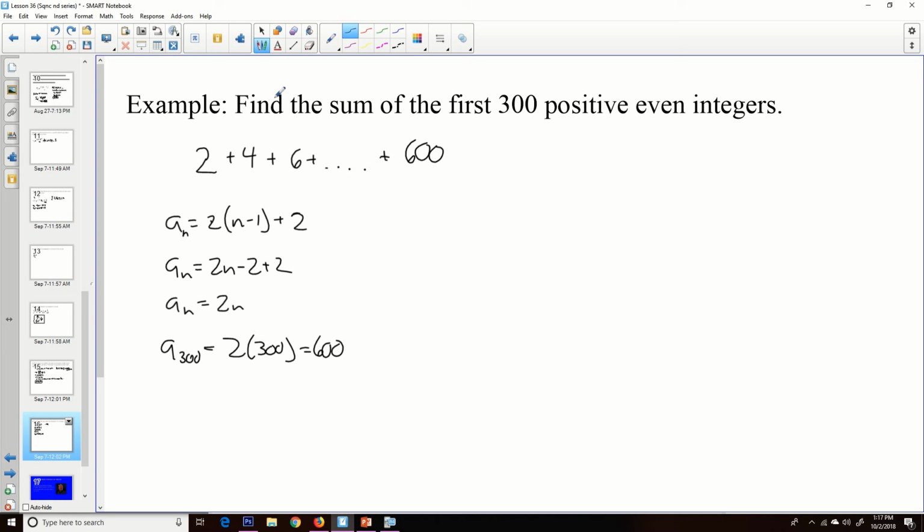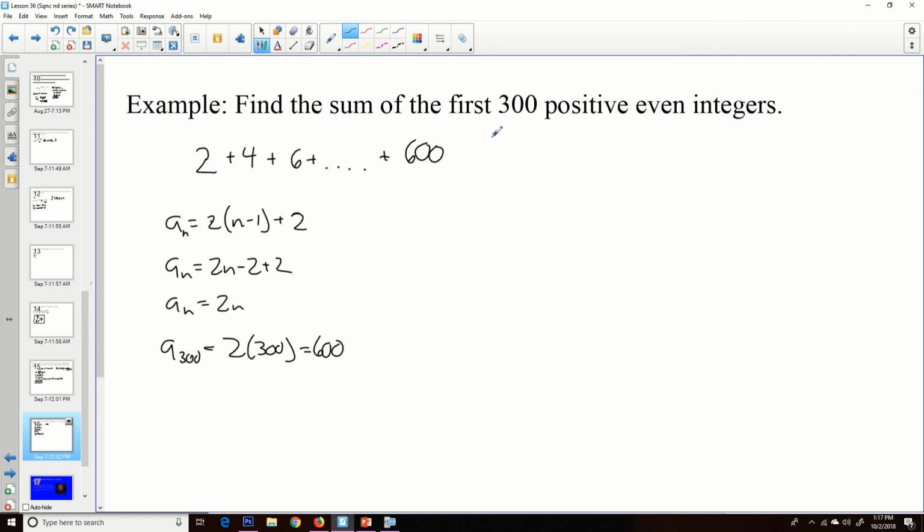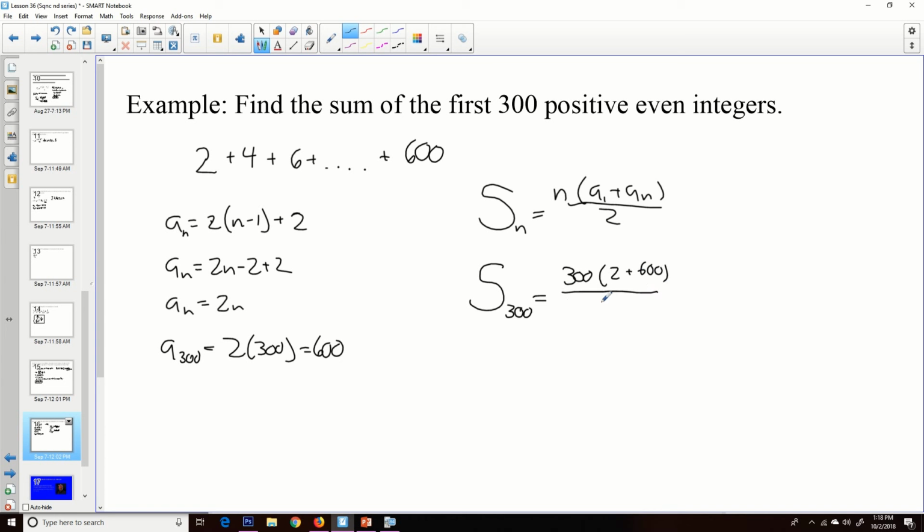So now we have our first 300 positive even integers, and we want to add those up. I don't want to do it by hand, so we go back to the equation for finding the nth partial sum of an arithmetic series, and that would be s sub n equals n times a sub 1 plus a sub n, all over 2. In this particular instance, we're finding the sum of the first 300 terms, the first term was 2, the last term we calculated to be 600, and that's all over 2.